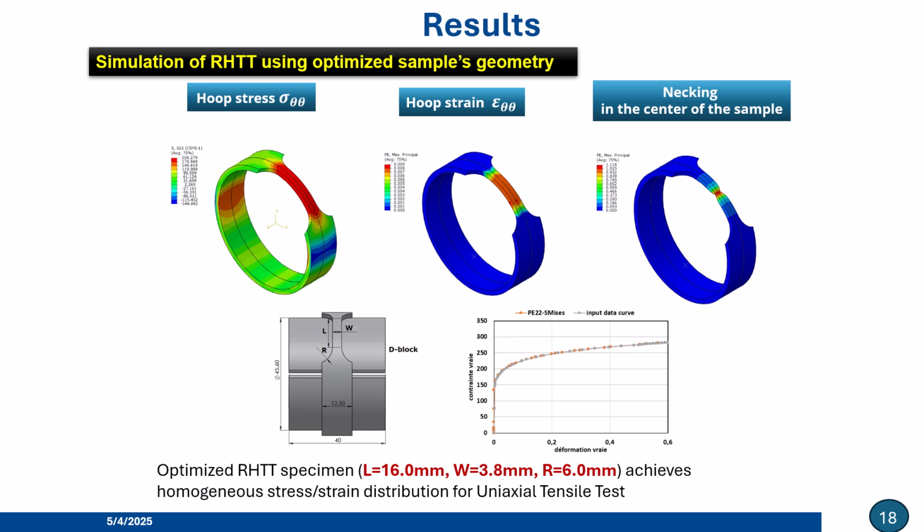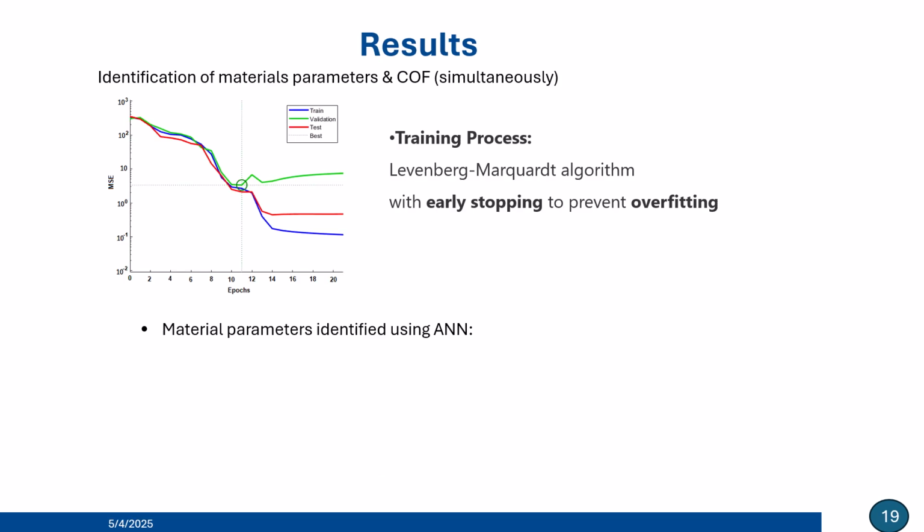specimen design optimization, finite element analysis using the optimized geometry clearly demonstrates success as shown in these contour plots. We achieved a homogeneous distribution of both hoop strain and hoop stress within the central gauge section, which persists until necking. This uniformity confirms we've created test conditions that represent the desired uniaxial tensile state along the hoop direction.